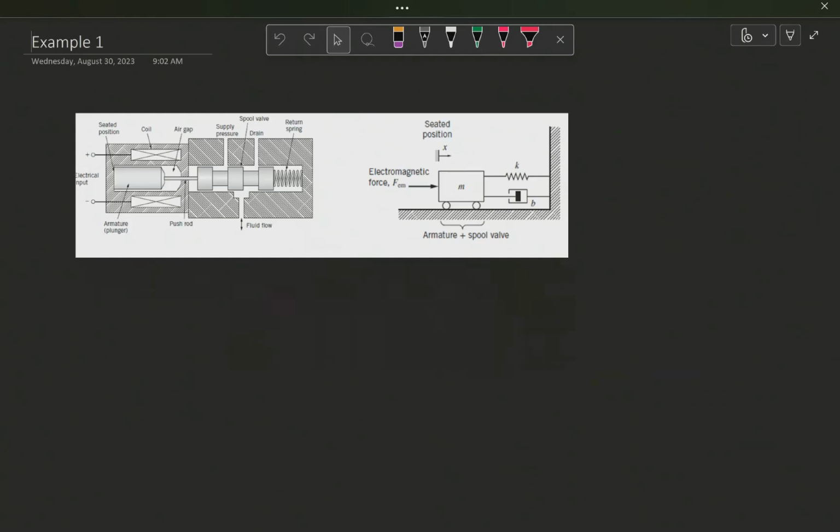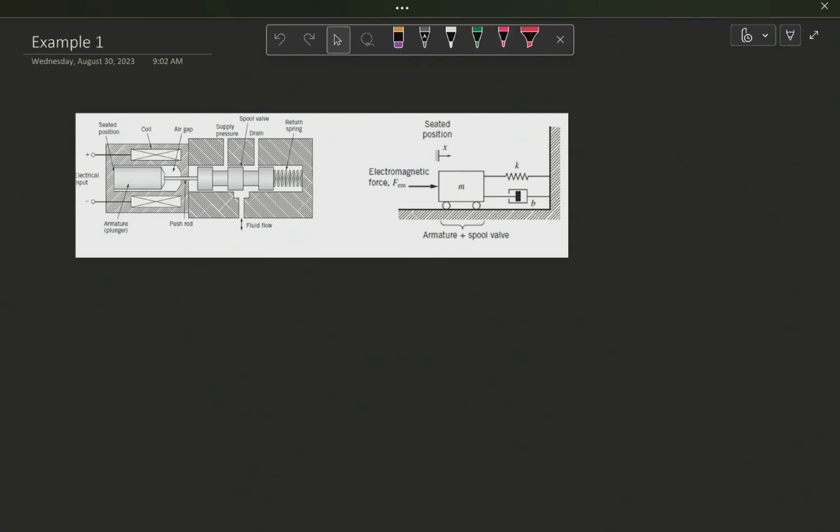Hi guys, welcome back. Let's talk about this simple example. This is a high-speed solenoid valve, and we want to model this system. Let me walk you through the working mechanism of this system.